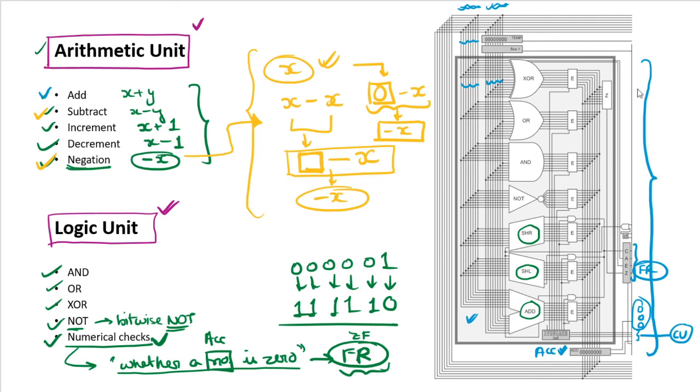Okay, so this is how our ALU kind of looks like. This is nothing but a hardware implementation of all the logics that the ALU can perform, logics for all the operations that the ALU can perform. Okay, so I hope I'm making sense here.